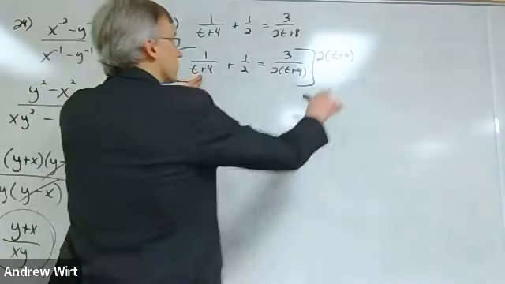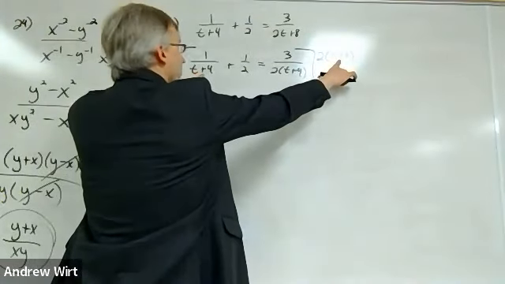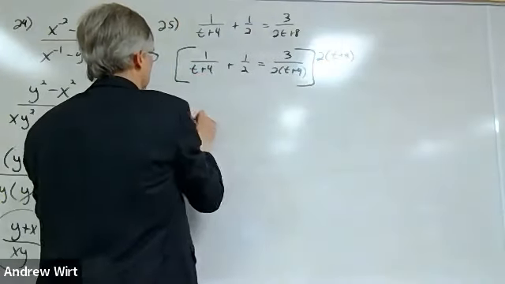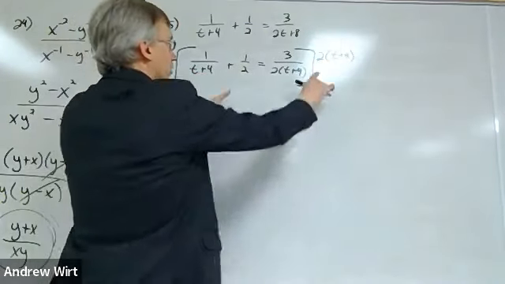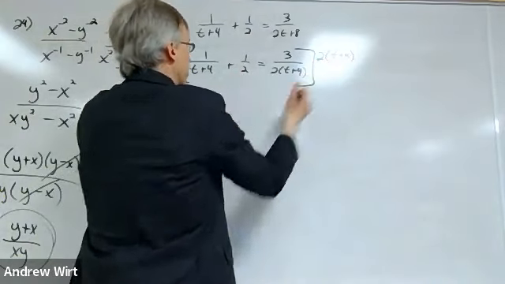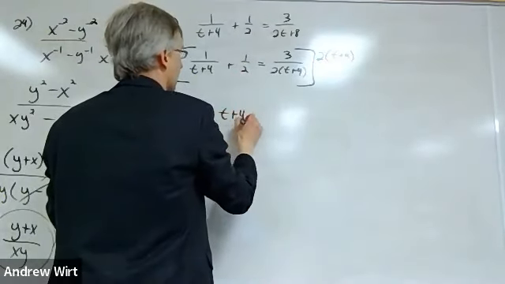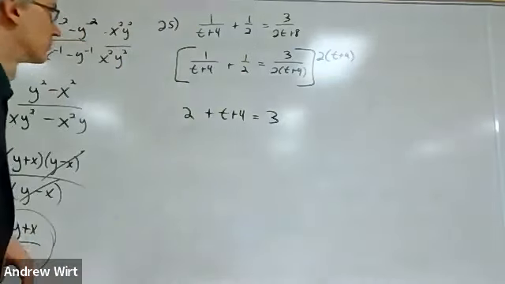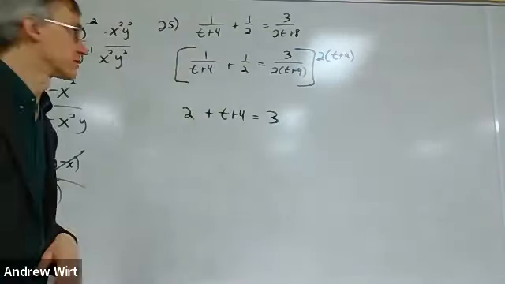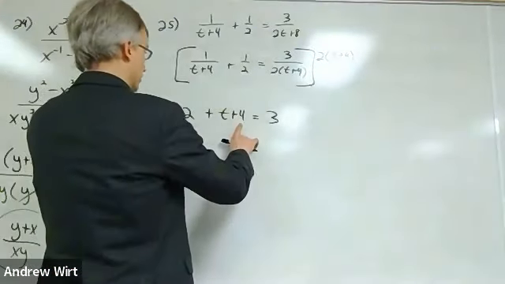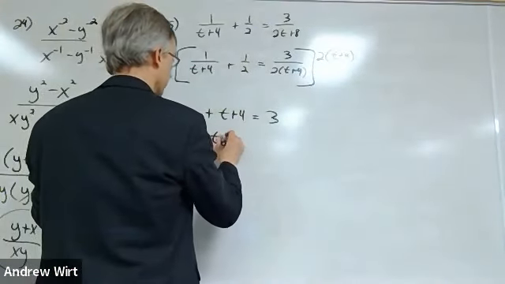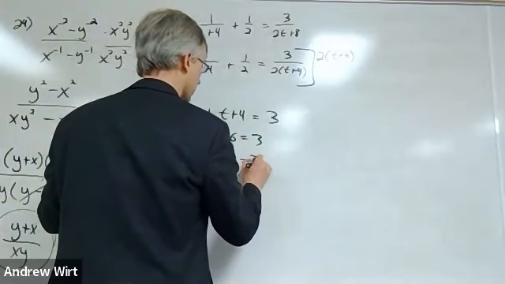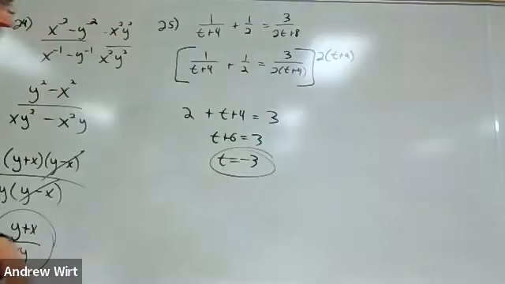All right, first fraction, t plus 4, and on top and bottom, those are going to cancel, leaving just 2 times 1. Here the 2's cancel, leaving just t plus 4. And here that all cancels, leaving 3. And now I've got a regular linear equation to solve. All right, let's combine some like terms here. We get t plus 6 equals 3. Subtract 6 from each side and we get t equals -3.